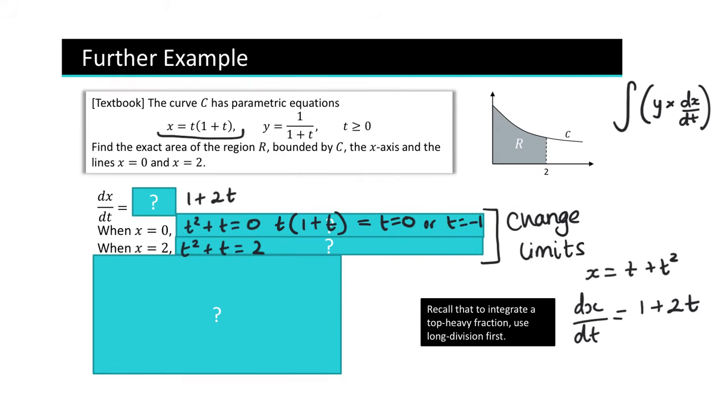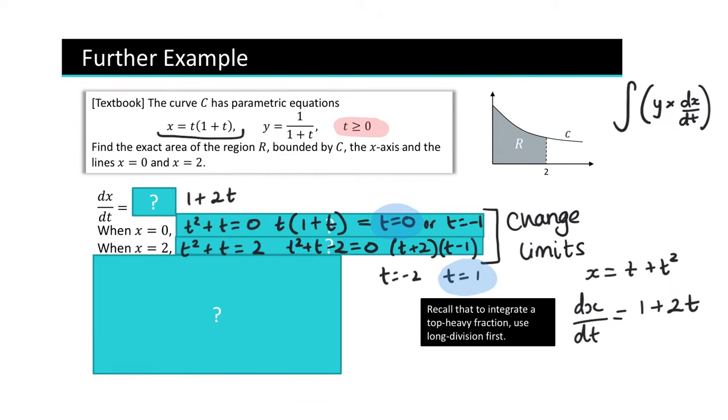Can you tell me why we would reject t equals negative 1? Yes, because in the question it specifically says that t is greater than or equal to 0. Okay, then for the second quadratic, t squared plus t minus 2 equals 0. When we factorise this, we're going to have t plus 2 and t minus 1. So t is going to equal negative 2 and t is going to equal positive 1. Why would we reject the negative 2? Yeah, because t is greater than or equal to 0. So the only ones that we have are t equals 0 and t equals 1.